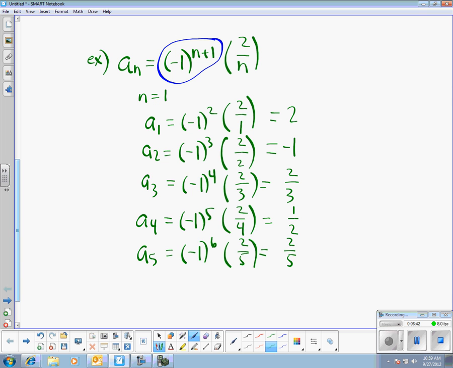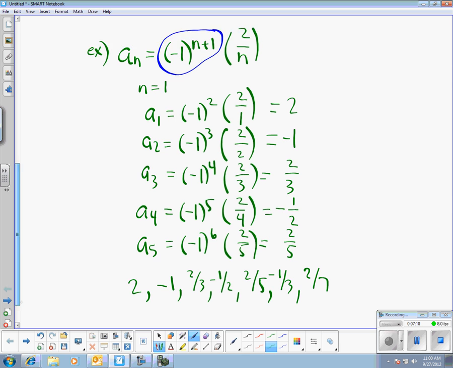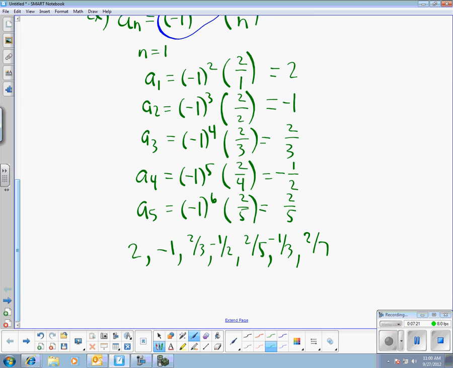So our pattern, this sequence, is 2, negative 1, 2/3, negative 2/4, which we make a half, 2/5, negative 2/6, which we make a third, 2/7. Oh, I forgot my signs. So it's basically 2 over 1, 2 over 2, 2 over 3, 2 over 4, and alternating plus and minus. So that's one of the first things you have to be able to do in this section, is just evaluate. And this is no more than plugging in x and getting y like you've been able to do for years now.